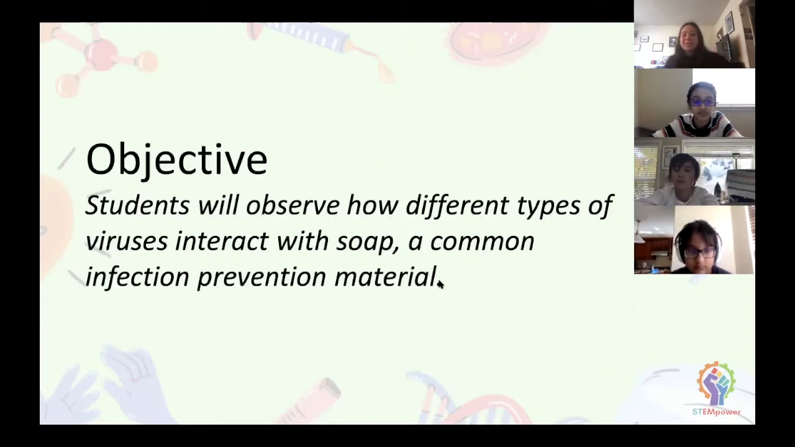Okay, so let's move on to our activity. Can somebody read the objective for us? Go ahead, Samuel. Objectives. Students will observe how different types of viruses interact with soap, a common infection prevention material.